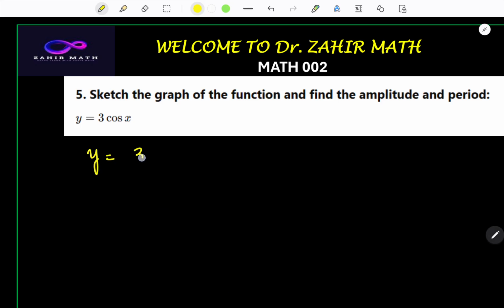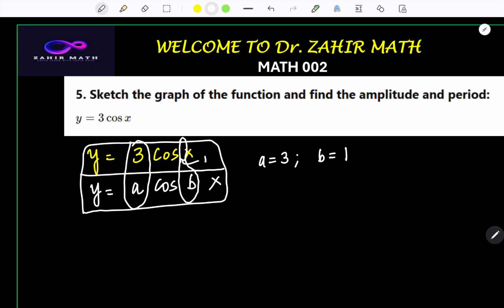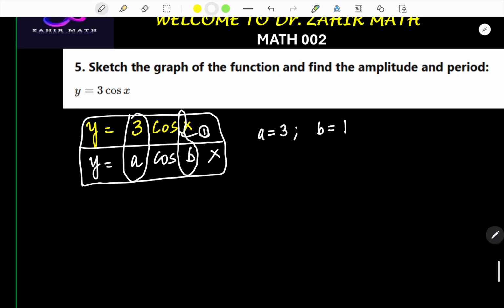Let's start the question. Your question is y equals 3 cosine x. I told you the model of the equation is A cosine Bx. Now we are going to compare these two equations. A equals 3, and what's the value of B? Is it 0? No. A is equal to 3 and B is equal to 1. Keep in mind the coefficient of x is 1. So A is 3 and B is 1.